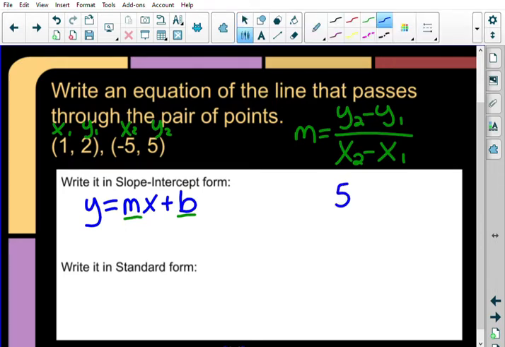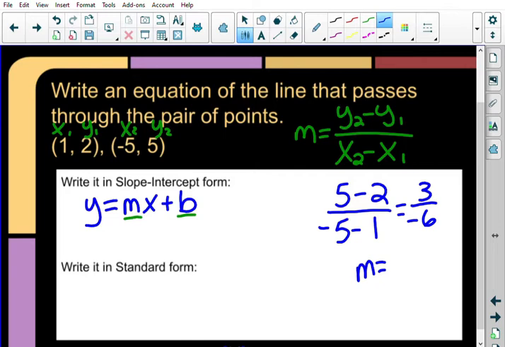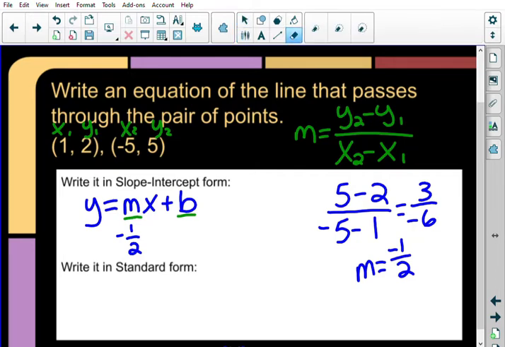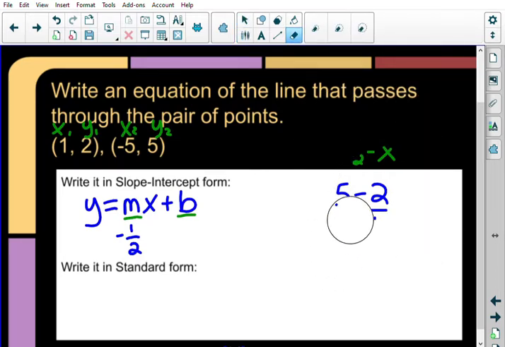We've got y2, which is 5, minus y1, which is 2, all over x2 minus x1. And if we simplify that, 5 minus 2 is 3. Negative 5 minus 1 is negative 6. And we further simplify because negative 3/6 reduces to negative 1/2. And that represents our slope. I'm going to make myself a note right there. Okay, so now we have some x values, some y values, and our slope value.